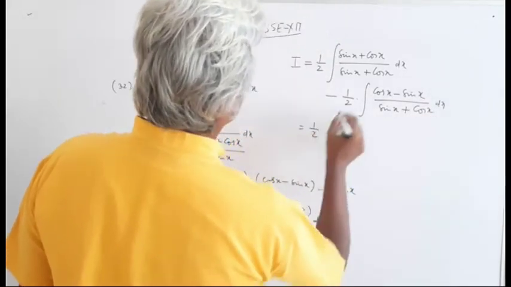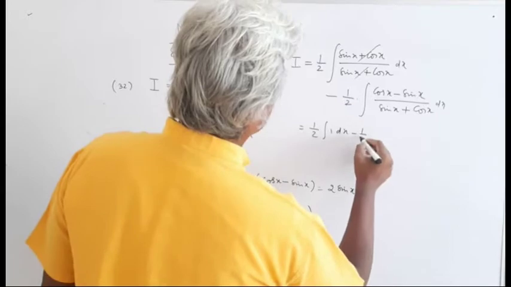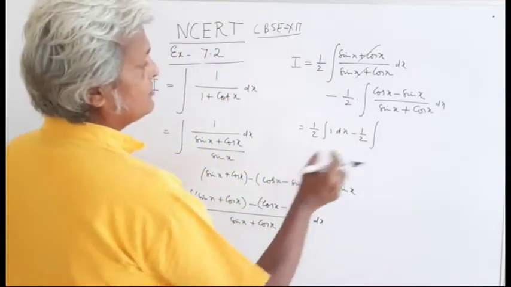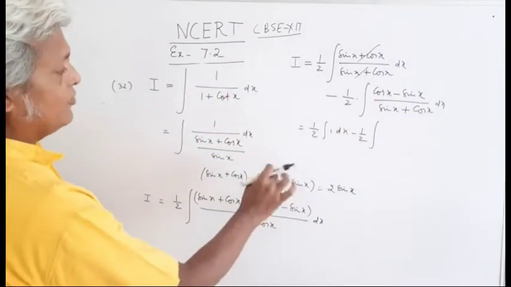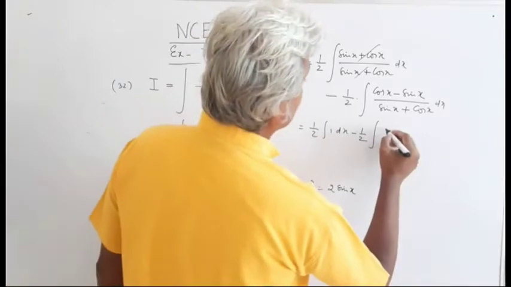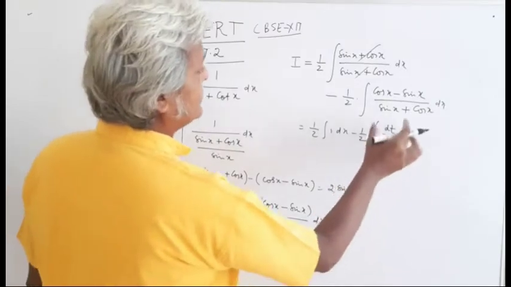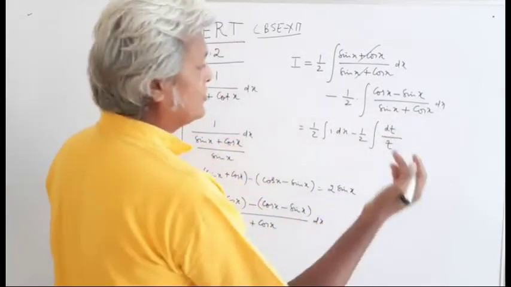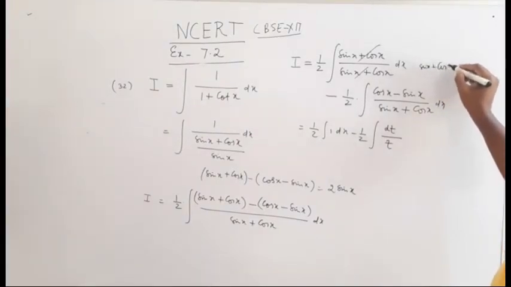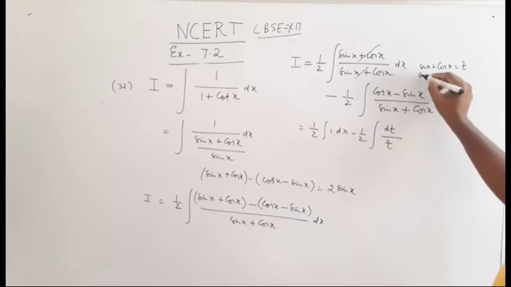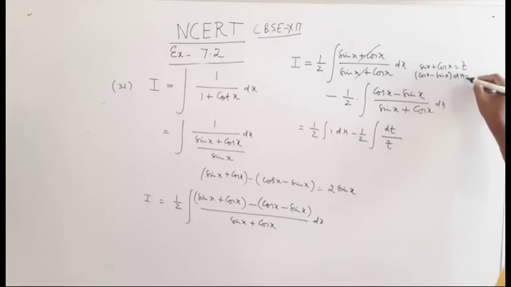Now in the first part, this cancels this, so you have just 1 dx minus 1 by 2 integration of this one. If you take sin x plus cos x as t, you will get dt. Just before clearing the screen, we discussed this part. So this is dt and this is t. For the sake of convenience I am writing this sin x plus cos x as t. So this cos x minus sin x dx is just dt.